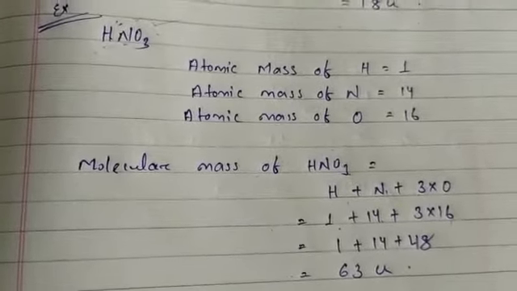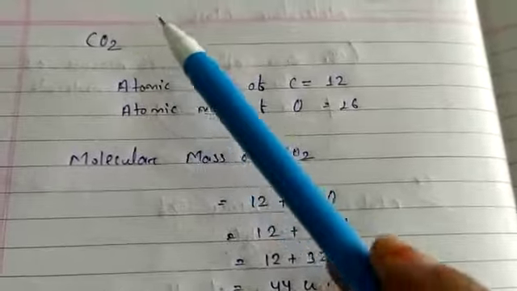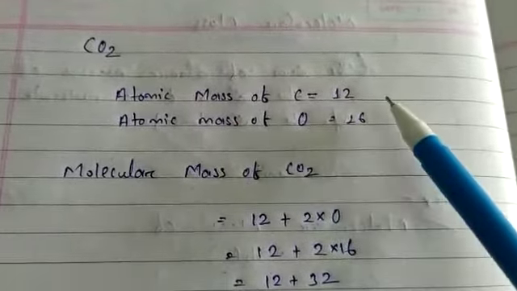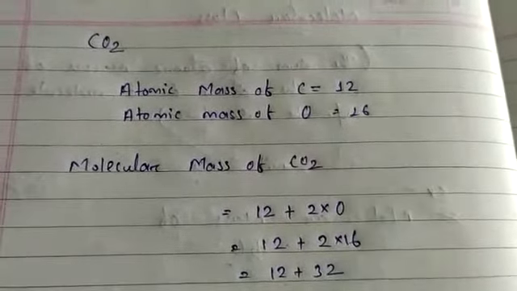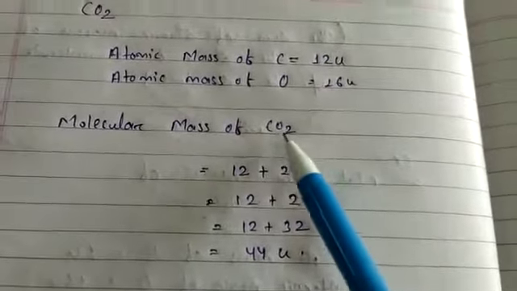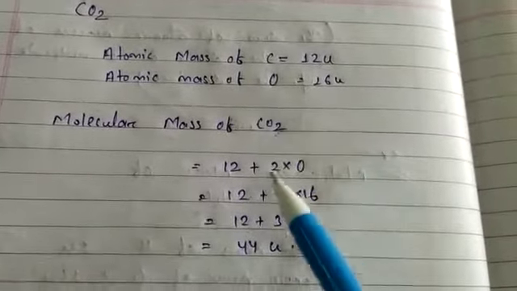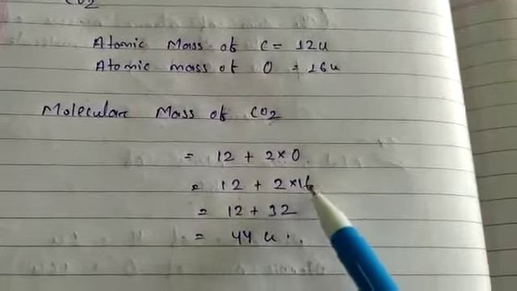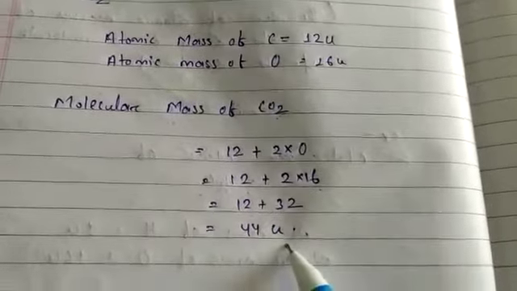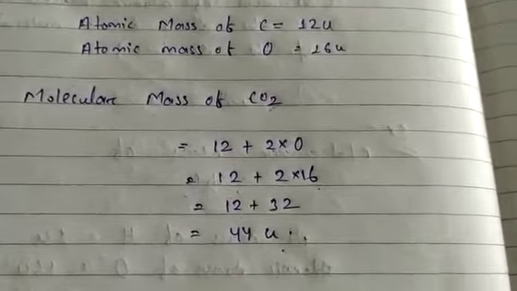I will give you one more example, CO2, carbon dioxide. For carbon dioxide, first we take the atomic mass of carbon and oxygen. The atomic mass of carbon is 12 and the atomic mass of oxygen is 16. Since 2 oxygen atoms are there, we do 2 into oxygen. Carbon is 12 and we multiply 2 by the atomic mass of oxygen, 16. So we get 12 plus 32, that is 44 U. So the molecular mass of carbon dioxide is 44 U.